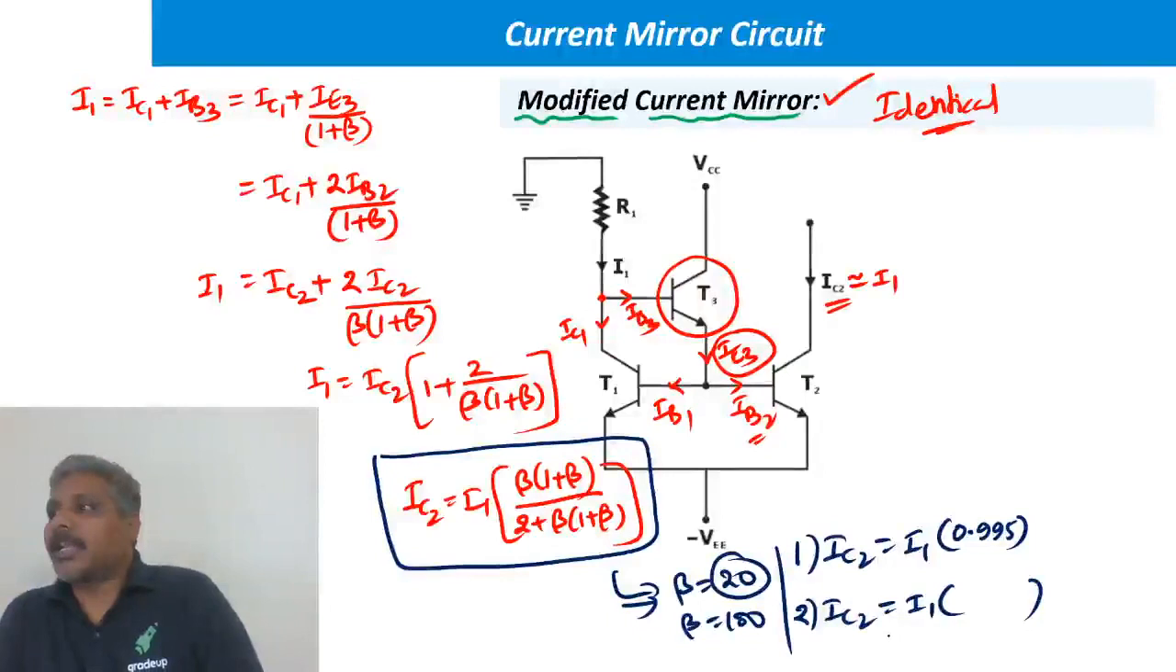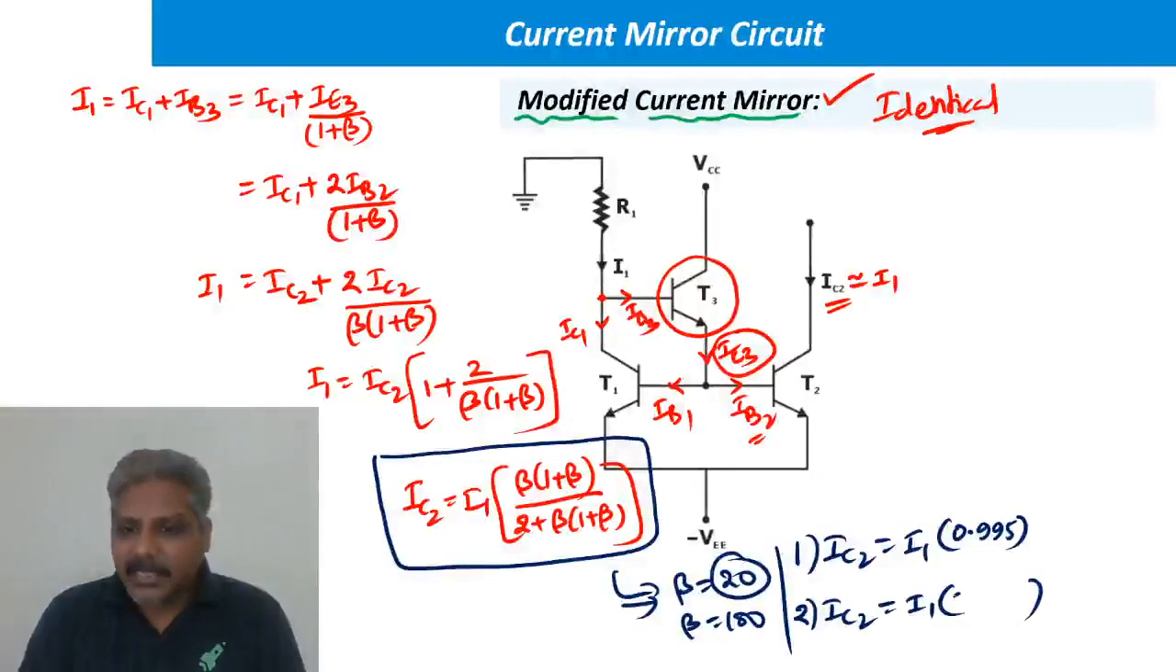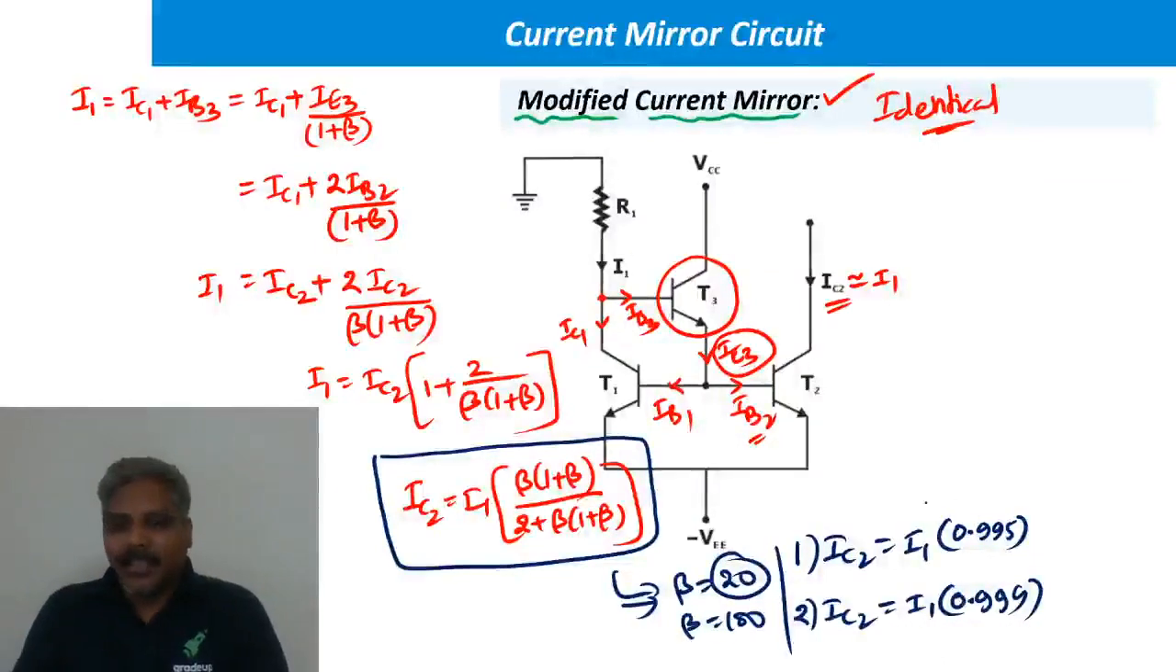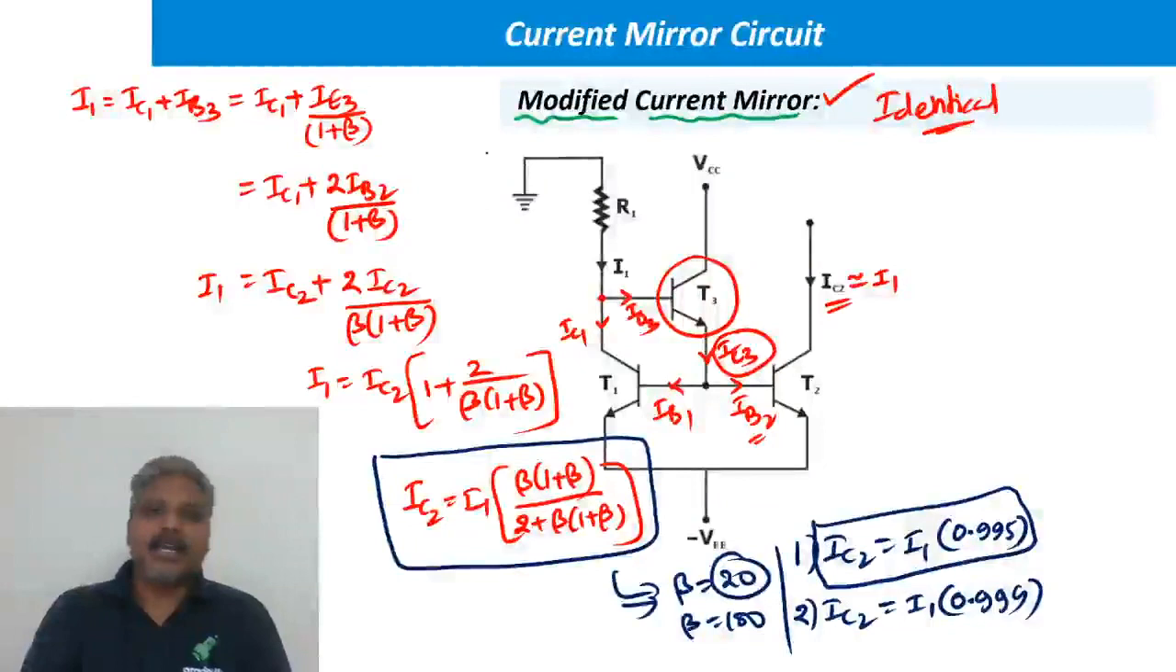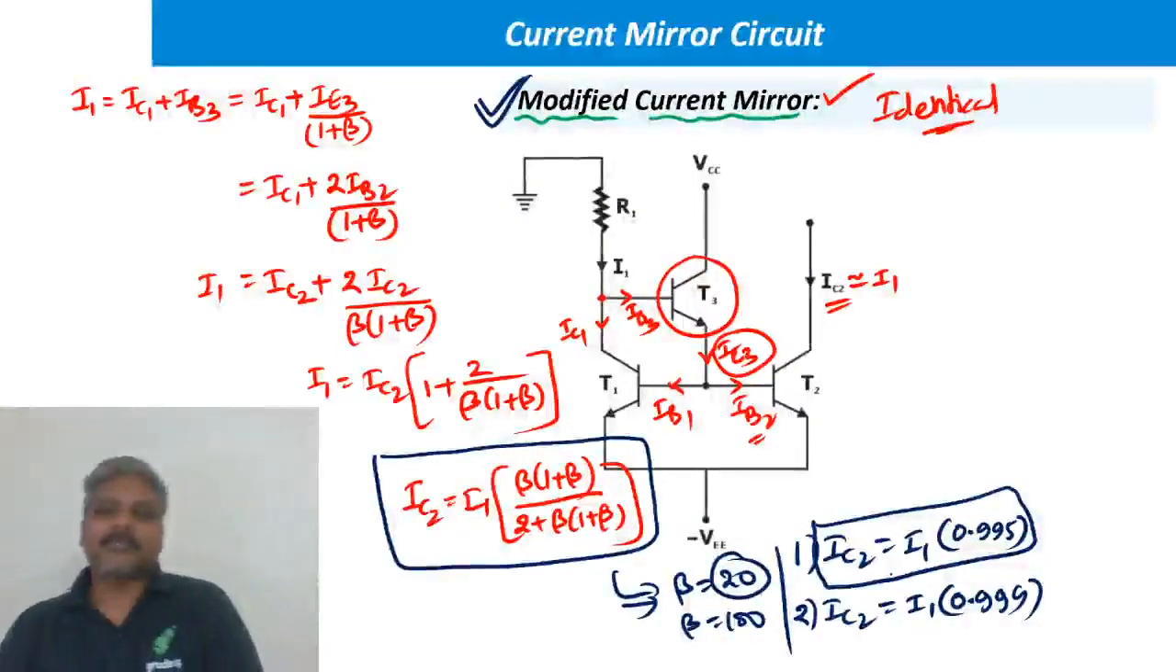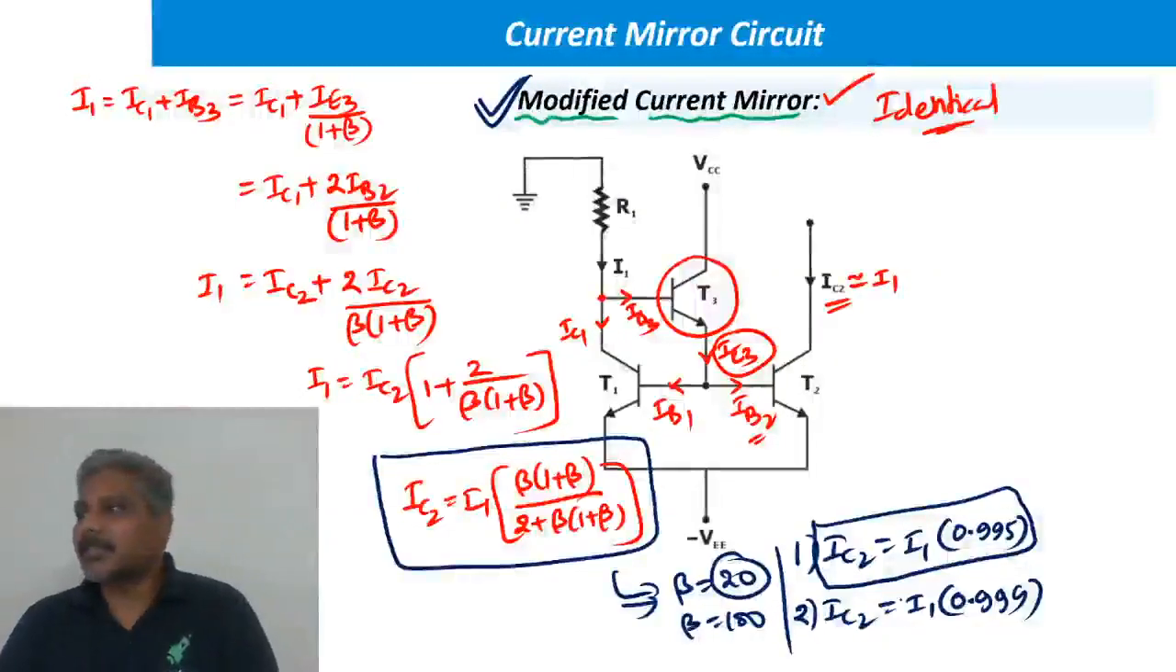Very good, 0.999. Here I think it will be 0.999. Is it not better current mirror imaging compared to the previous circuit? That is the advantage of this circuit.